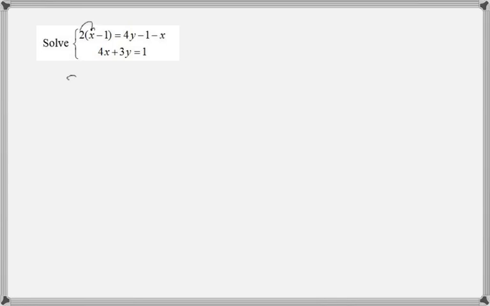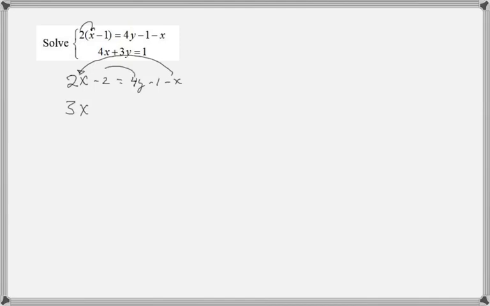To simplify this, I'll start by distributing the 2 to remove the parentheses. I'll have 2 times x is 2x, 2 times negative 1 is negative 2. This is equal to 4y minus 1 minus x. And I want to get all of my x's on the left-hand side. To do that, I need to move this guy to the left-hand side. I'll add x to both sides to give 3x.